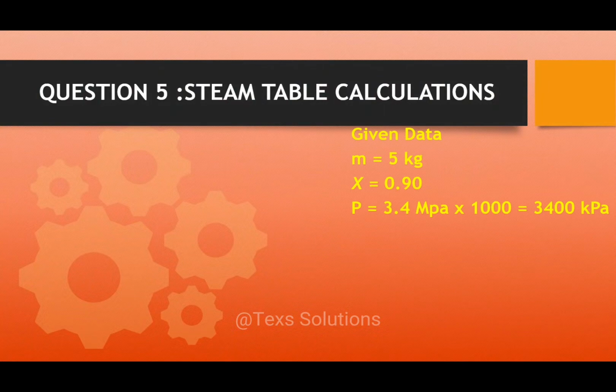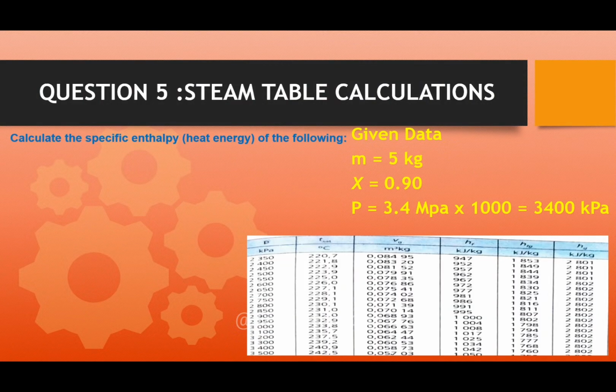Right. The next one says calculate the specific enthalpy or heat energy of the following: dry steam. Again, we are going to go here and look for the pressure of 3,400, and I'm going to draw across the line. What symbol am I looking for? I'm now looking for the symbol Hg, and that is in the last column here. So now this is the value that I have, which is 2082.